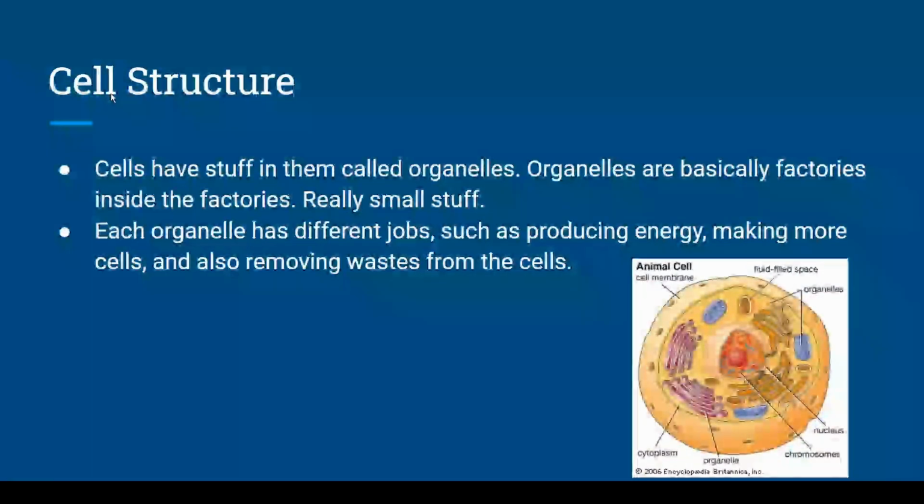So, what are cells like? What is the structure of a cell? Cells have small stuff in them called organelles. These organelles are basically factories inside the factories. They're not factories, sorry. These are workers inside the factories. Each organelle has different jobs, such as producing energy, making more cells, removing waste from cells, and etc. And here's the little drawing of what a cell looks like. All this little stuff over here, these are all organelles basically.